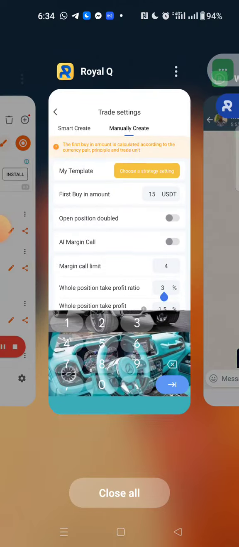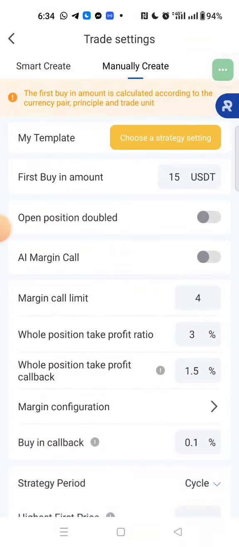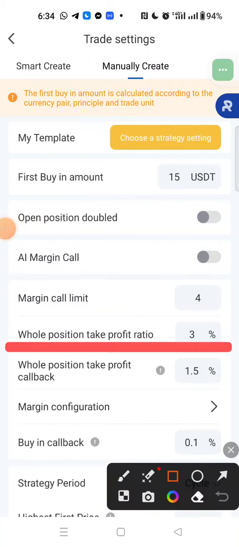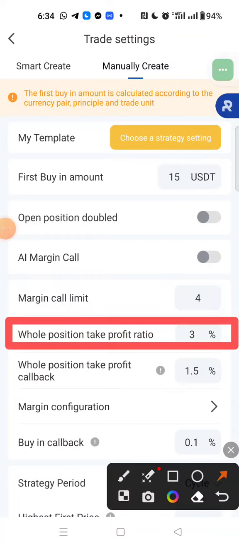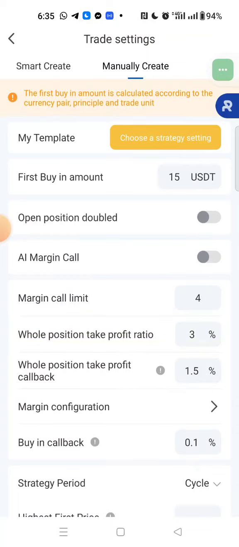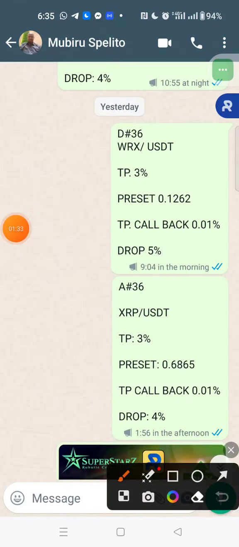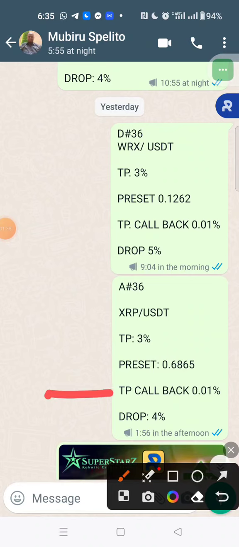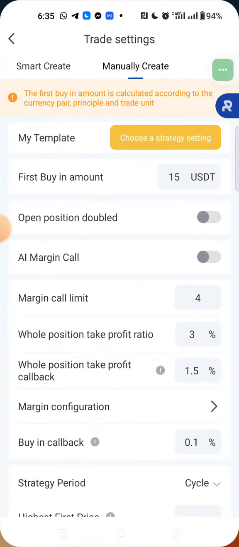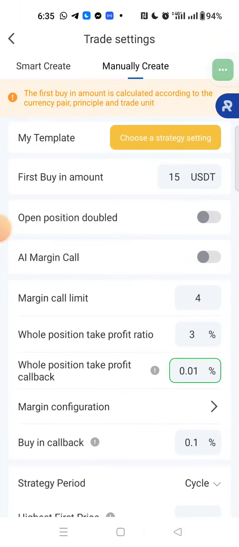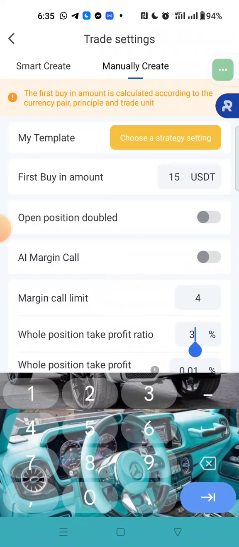When you come here, you can see whole position take profit ratio here. That's where you put whole position take profit 3%. Write it there. Then go back to the signal. The signal also gives you this area we call whole position take profit callback 0.01. Come here and put it in, 0.01. So that's why here we add 0.01.